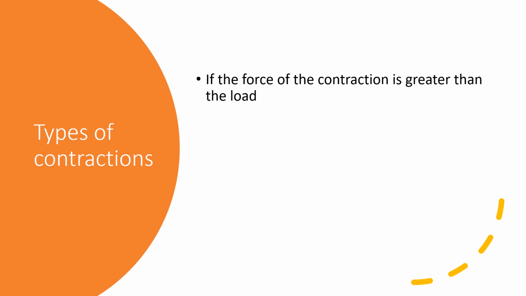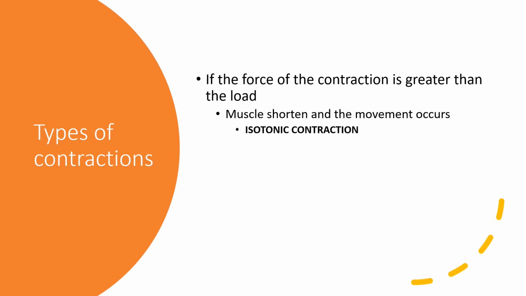There are going to be different types of contractions when we look at how we're moving our muscles. If the force of the contraction is greater than the load, then the muscles are going to shorten and a movement will occur. I'm going to show you pictures of this, but I wanted to get these details out first. This is called an isotonic contraction. Your muscle is going to shorten and you're going to have movement occur.